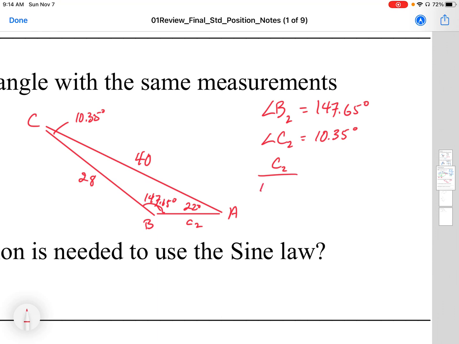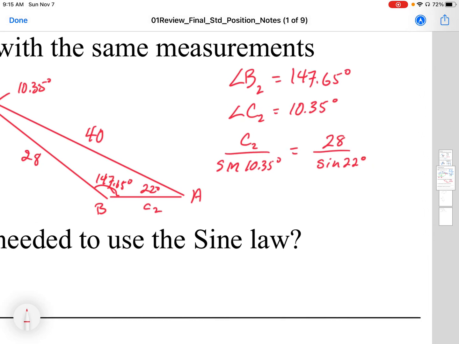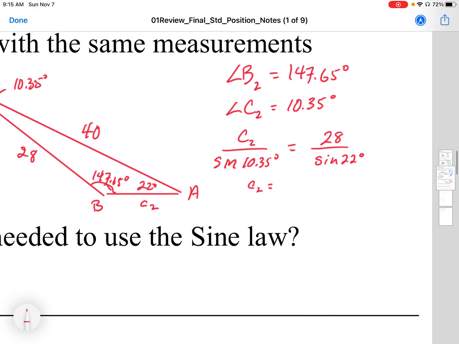Then we can work out the length of side C2 using our sine law again. So we're going to do sine of 10.35 degrees, and we'll make that equal to, we'll pair up the 28 and the sine 22 again. Solving for C2, we're going to just algebraically solve for this first. So 28 times sine of 10.35 divided by sine of 22 degrees.